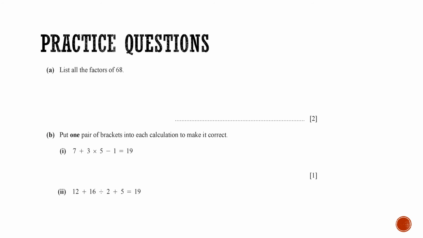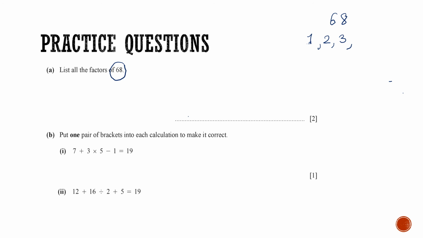So here we have some practice questions. I'll solve them with you. List all the factors of 68. Okay, we have 68 is divisible by 1. It's divisible by 2. It's divisible by 3. Is it divisible by 4? I don't think so, because 68 is basically 40 plus 18, and 18 is not a multiple of 4, so 4 is not a factor.